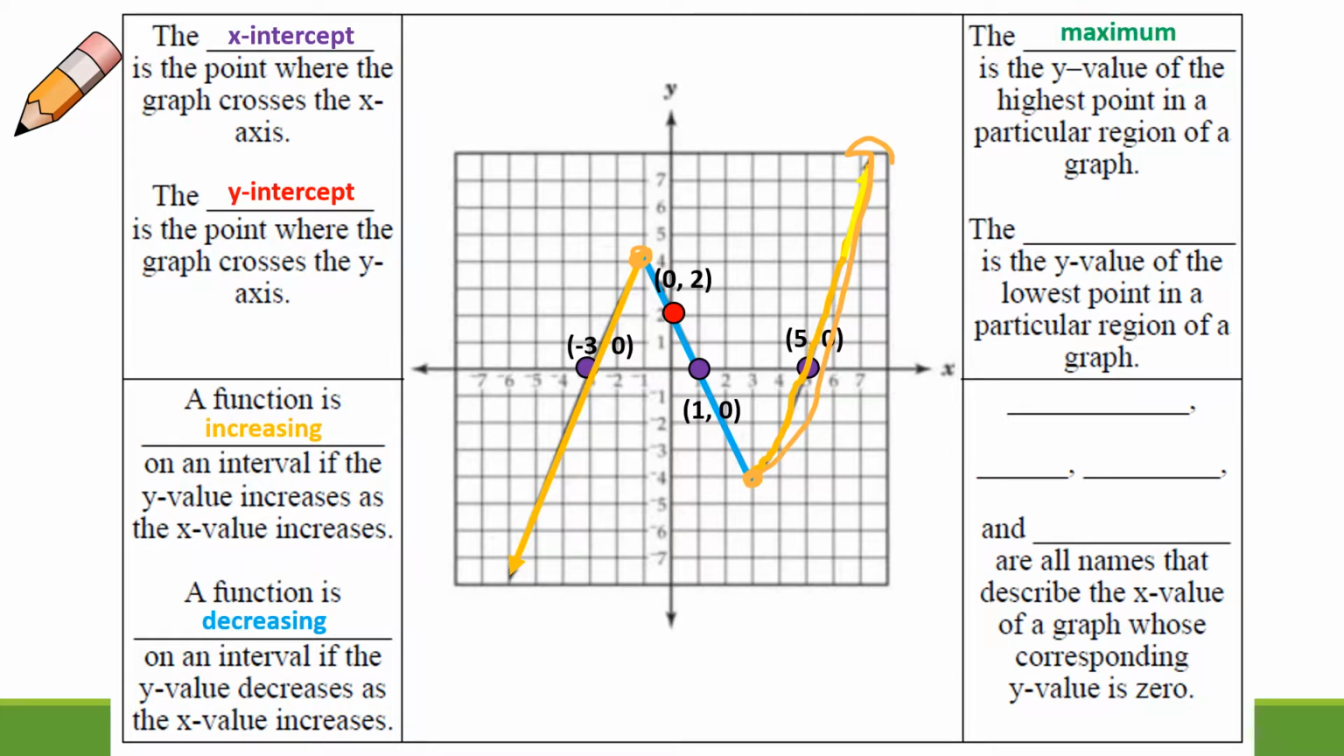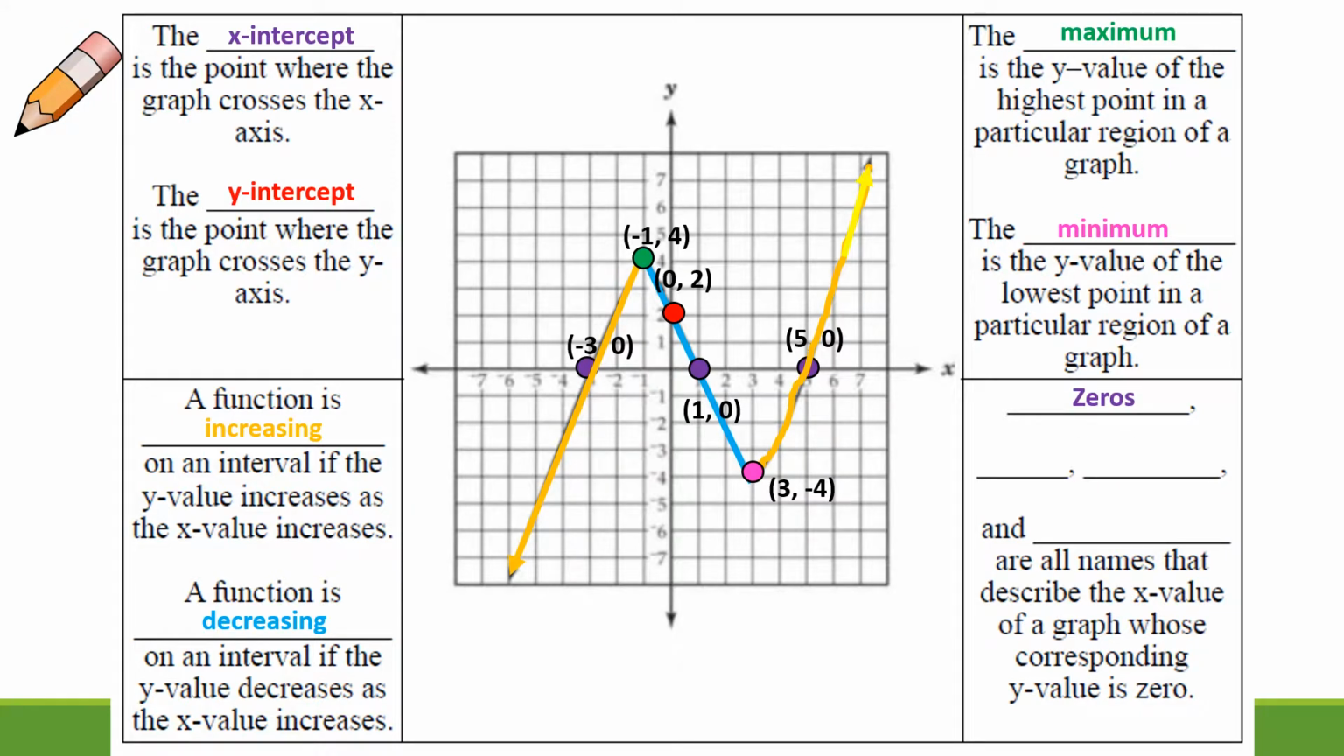The maximum is the y value of the highest point in a particular region of the graph. In this example, my maximum is (-1, 4). It's that green point, that high point, that's my maximum. The minimum is the y value of the lowest point in a particular region of the graph. In this particular example, it's the point (3, -4). So that's my minimum, or where the graph is dipping. The maximum is where the graph is peaking, and the minimum is where the graph is dipping.